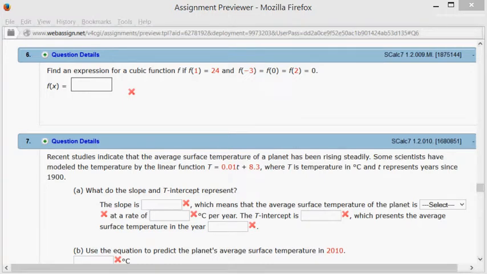Alright, let's look at homework 1.2, problem number 6. We want to find an expression for a cubic function if f of 1 is 24 and f of negative 3, f of 0, and f of 2 are all equal to 0. Alright, so let's do that.